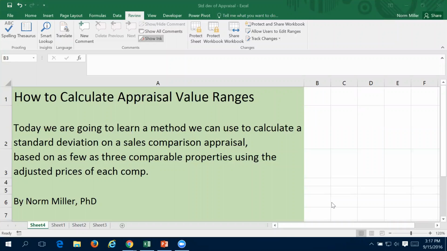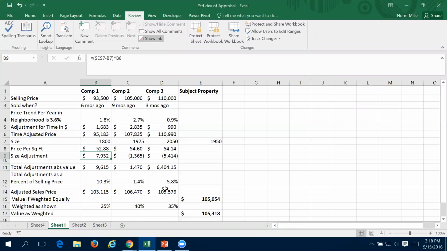My name is Norm Miller, and I'm going to talk about how to calculate appraisal value ranges. We're going to learn a method that we can use to calculate a standard deviation on a sales comparison appraisal based on as few as 3 comparable properties using the adjusted price of each property. Let's go ahead and look at a spreadsheet.